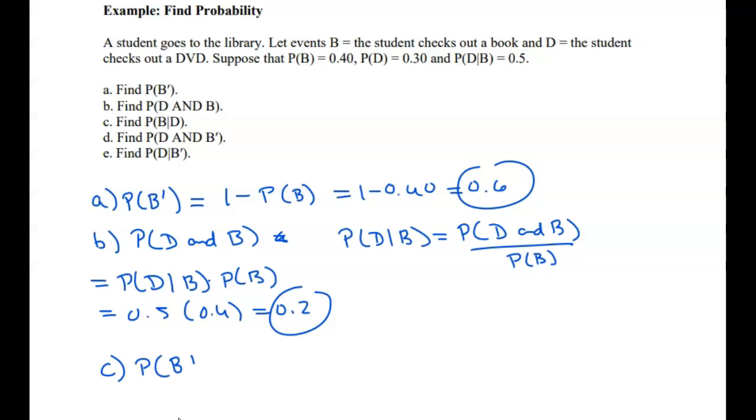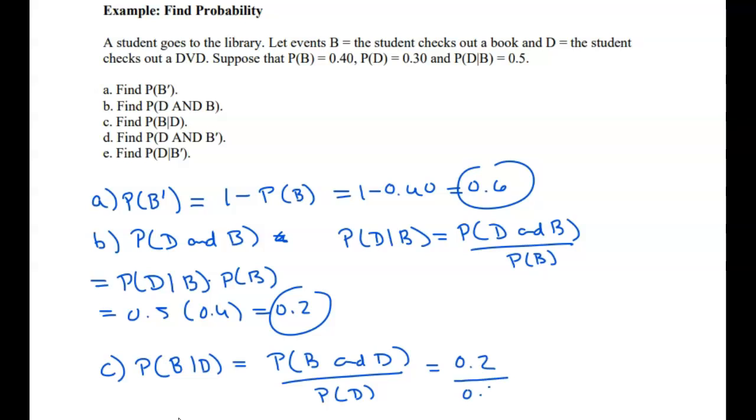P of B given D is P of B and D divided by P of D. We just found out that P of B and D is 0.2 and P of D is 0.3, so this is 2/3.